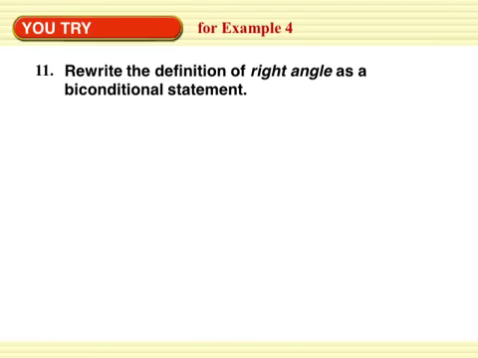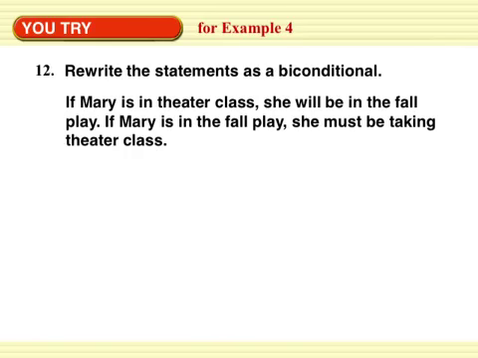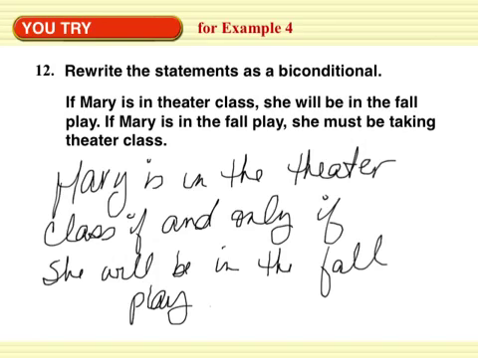You try. Write the definition of right angle as a biconditional statement. An angle is a right angle if and only if it measures 90 degrees. You try, okay? Push pause, please. That one was a little bit more complicated in my mind. If Mary's in theater class, she will be in the fall play. If Mary is in the fall play, she must be taking theater class. So I went for the beginning and the end. Okay, if Mary's in the theater class, if and only if she'll be in the fall play. Okay, I picked out the important parts and came up with an if and a then.